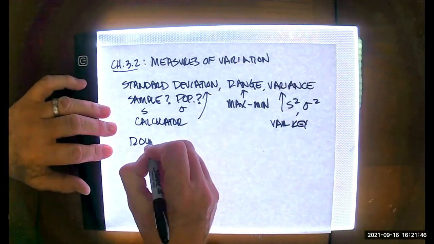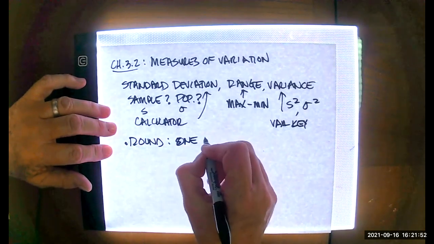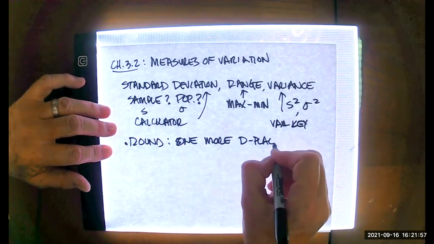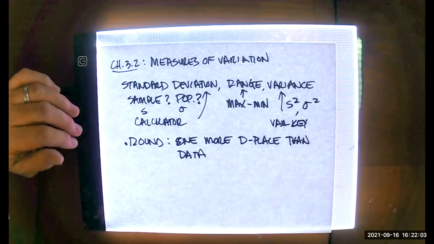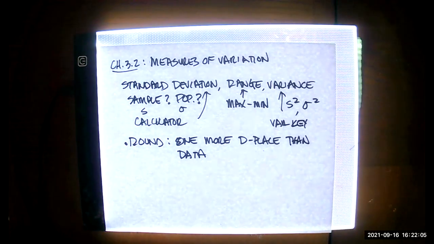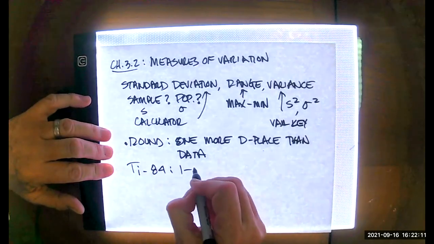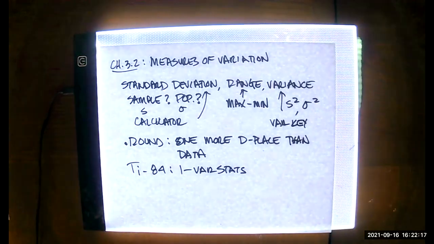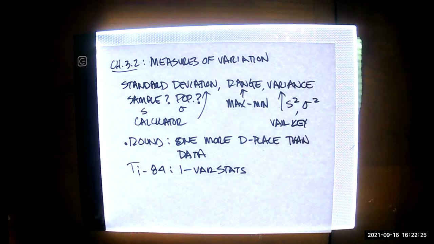Rounding: the same, one more decimal place than the data. And what else can I say about that? Oh, the TI-84. Same place, one variable stats. So when I find my mean, when I find my median, I also find the standard deviation, and I get access to the range and the variance with a little bit of work.